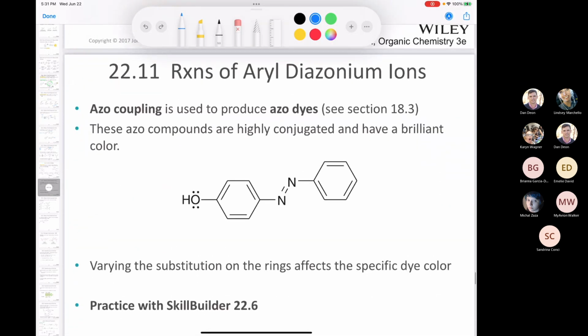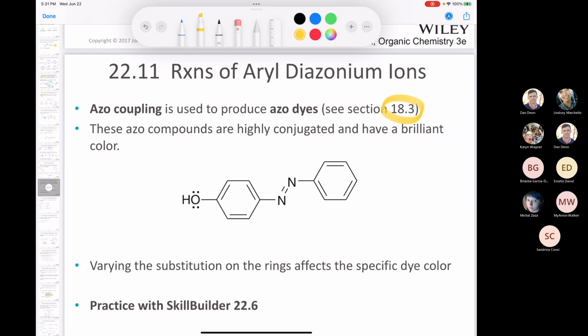It says azo coupling is used to make azo dyes. Oh yeah, it is in chapter 18. And these azo compounds are super highly conjugated, and therefore they have these really bright and brilliant colors. I just noticed in my notes here, I wrote not Fruit Loops, Fruity Pebbles. So I guess I'm right. Anyhow, you can go back and read that if you want. But if you're wondering where they get these really neat colors from, they come from azo dyes.